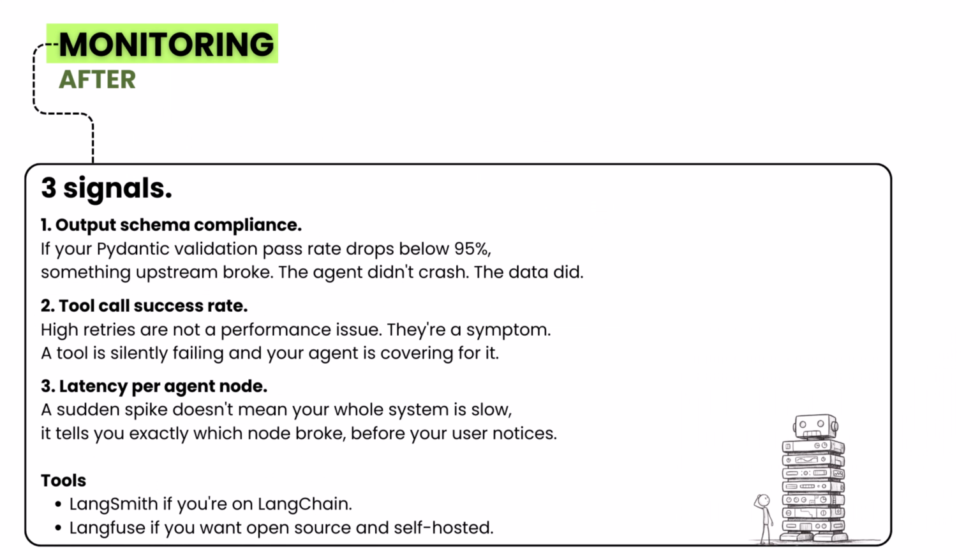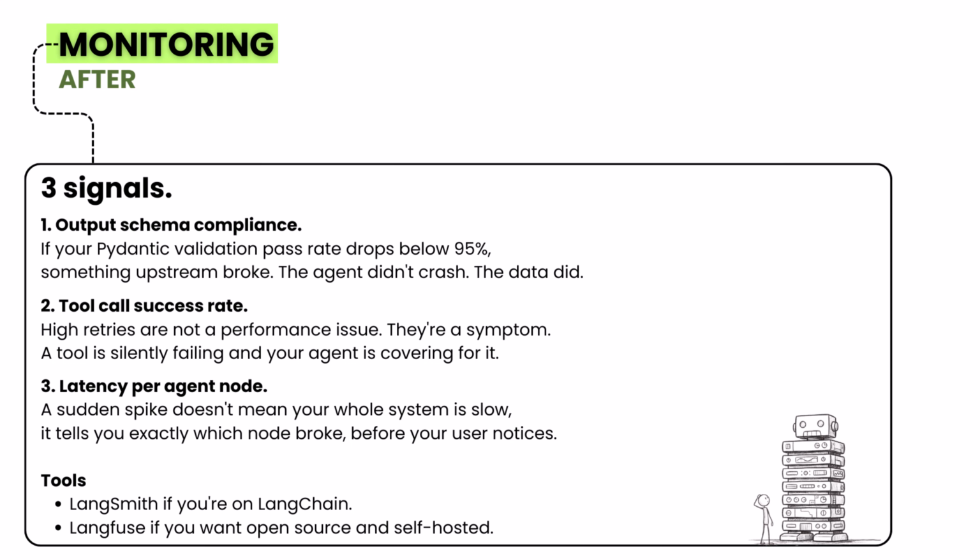For after, we do monitoring. 3 signals. Output schema compliance. If your Pydantic validation pass rate drops below 95%, most of the time there is some shift in the data. And then we've got tool call success rate. So high retries are not a performance issue. They are most of the time a symptom. A tool is failing and your agent is covering it.